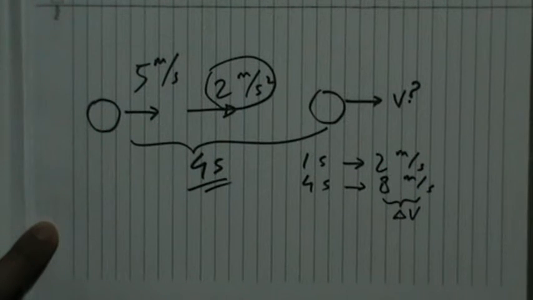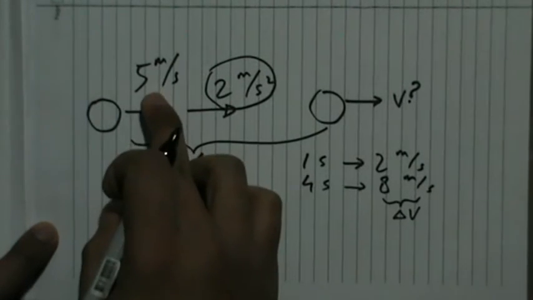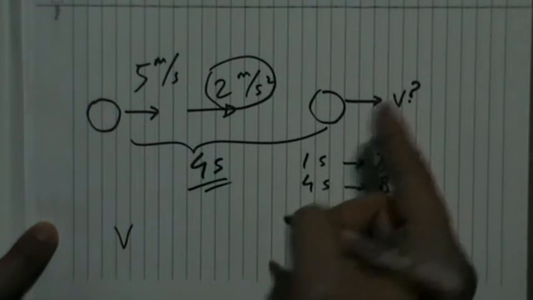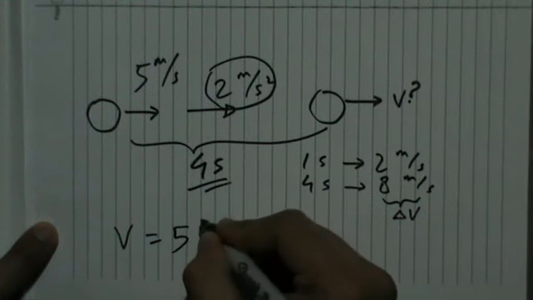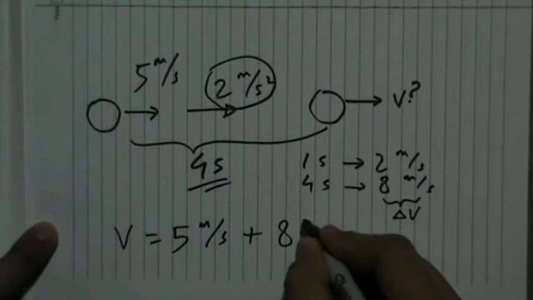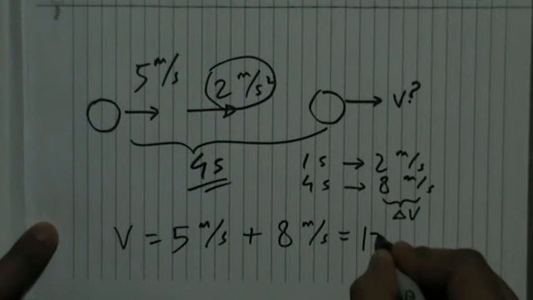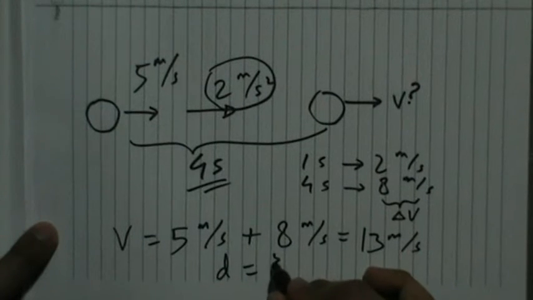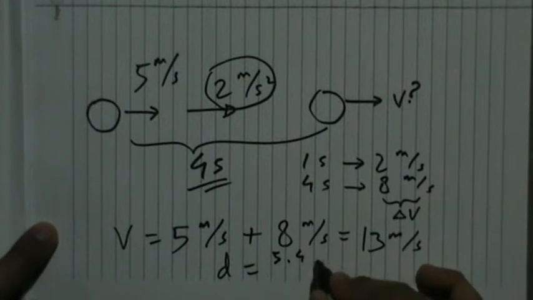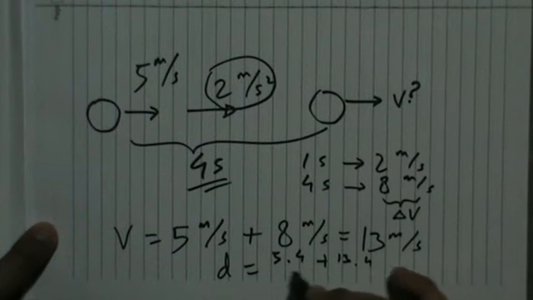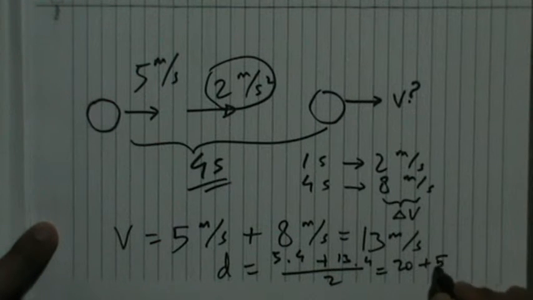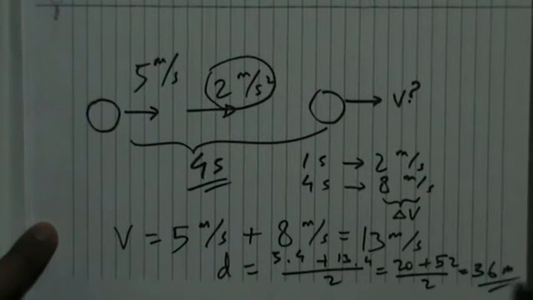So this is the delta V. And if your initial speed is 5 meters per second and then you get 8 meters per second more, then your final speed will be 5 meters per second plus 8 meters per second, or you get 13 meters per second. And then the distance traveled here is 5 times 4 plus 13 times 4 divided by 2, or 20 plus 52 divided by 2, or you get 36 meters.